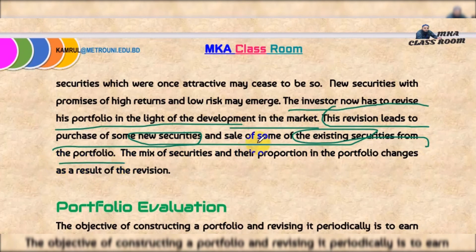So it is very clear to us that the market is changing by nature. Whenever it is changing, you have to be conscious, sell the existing securities and purchase the new securities which promise you more return with low risk. That is portfolio revision. Understand? The mix of securities and their proportion in the portfolio changes as a result of revision.